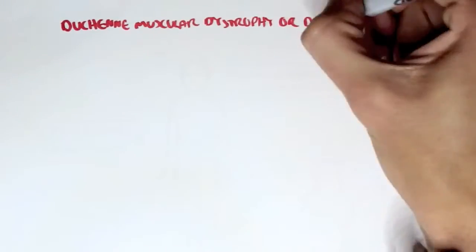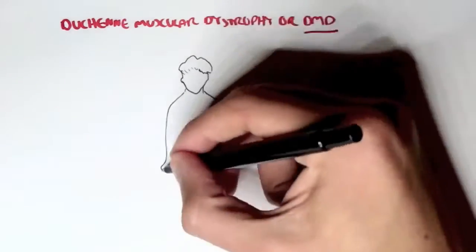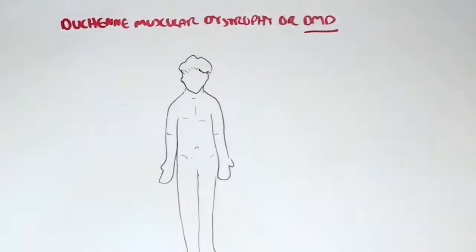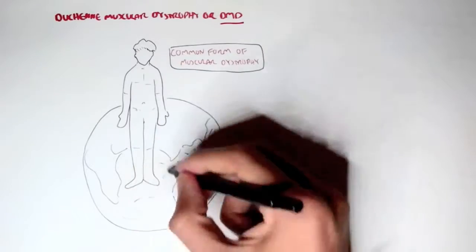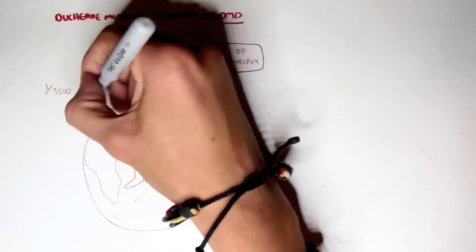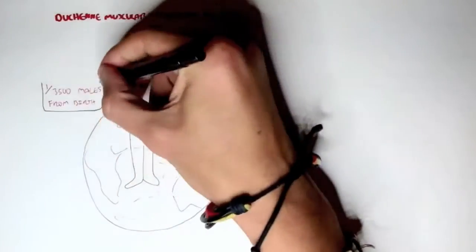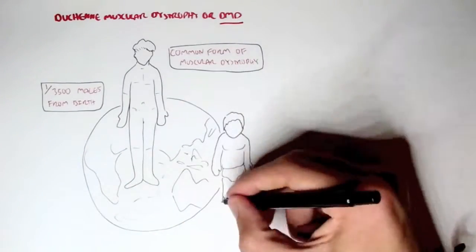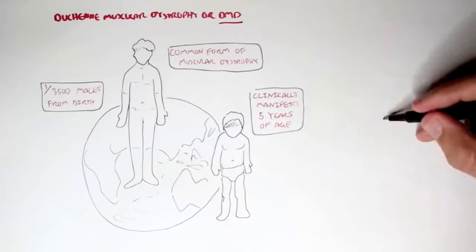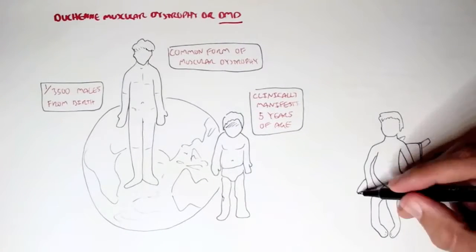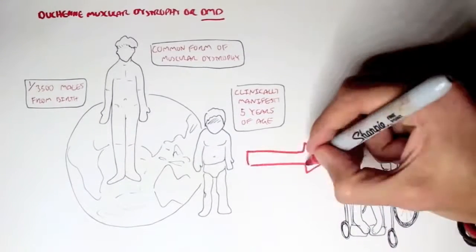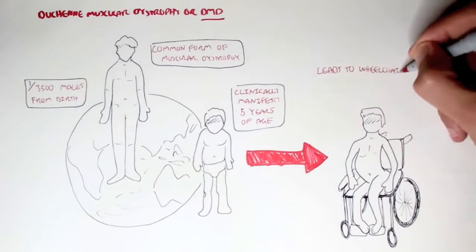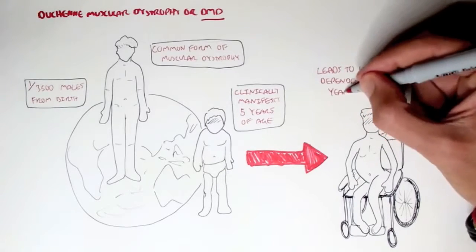So, Duchenne muscular dystrophy, or DMD. Now, it is the most common form of muscular dystrophy. And in the world, 1 out of 3,500 males from birth are affected. And it clinically manifests at 5 years of age or under. And it will eventually lead to wheelchair dependence, unfortunately, by the age of 10 to 12 years old.